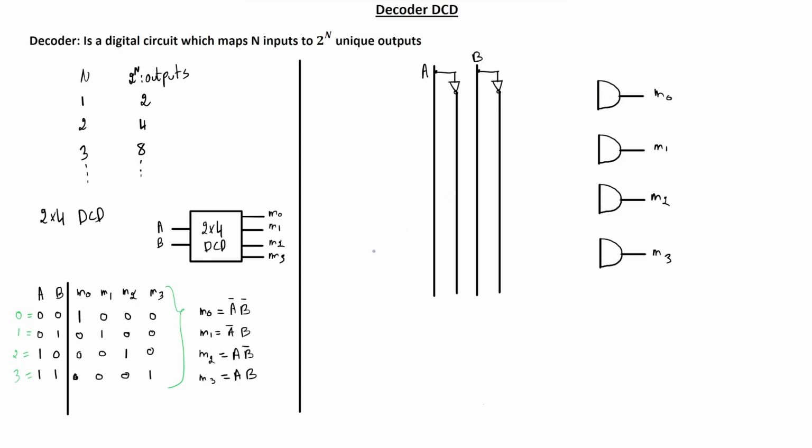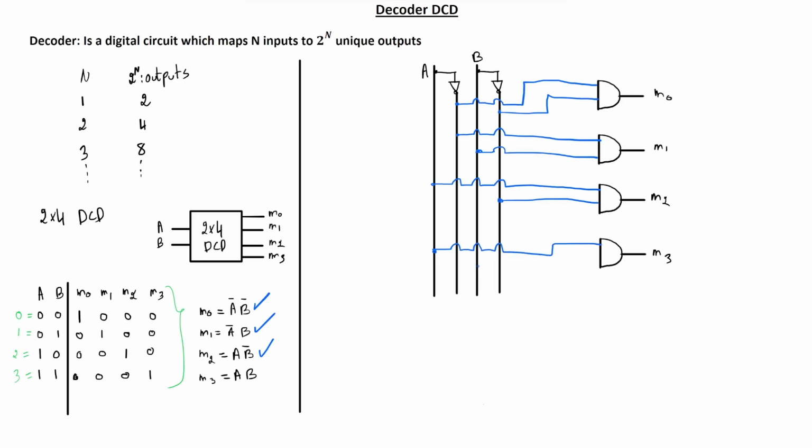So for the first AND gate, we need this term, A bar, B bar. So we can take A bar from here and B bar from here. For the second AND gate, M1, we need A bar multiplied by B. For M2, we need A multiplied by B bar. For the last AND gate, M3, we need A multiplied by B from here.